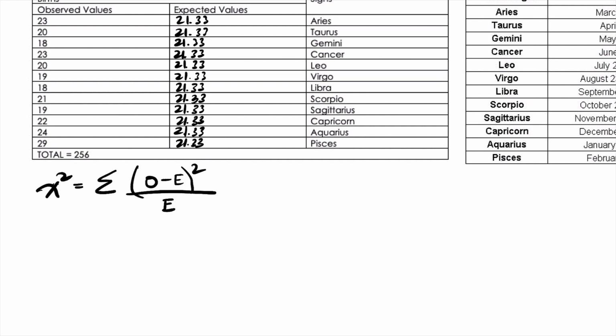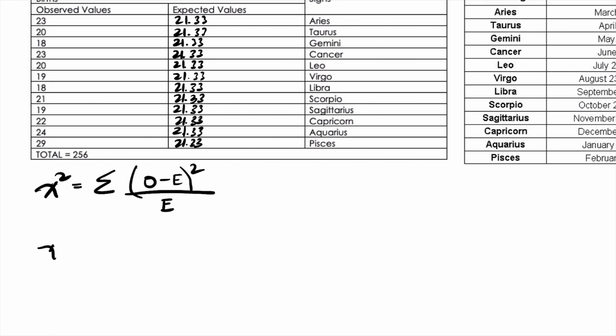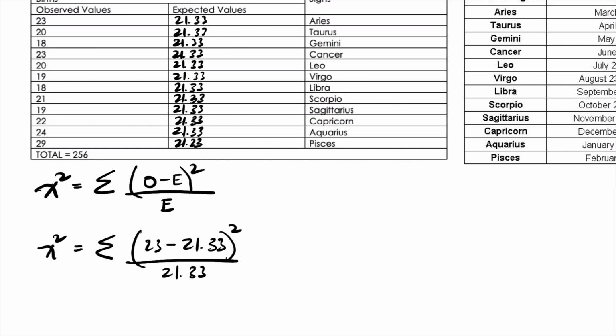This is the work we're going to show, and then we'll go to the calculator. I'm going to show how the first two are calculated. The one I just did: 23 minus 21.33 squared divided by 21.33, plus the next one. The next one would be Taurus. For Taurus, it's 20 minus 21.33 squared over 21.33.